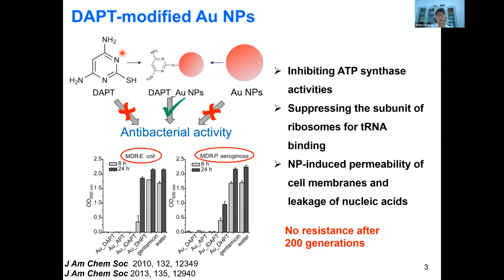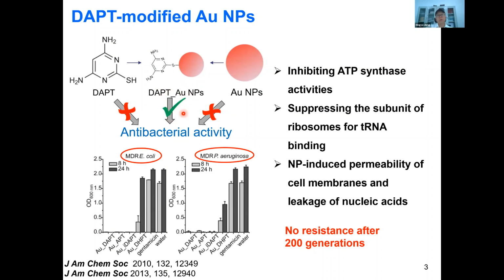Then we used a bunch of small organic molecules to modify the surface of gold nanoparticles. This particular one is called diaminopyridinophile, which we abbreviate as DAPT. By itself, this organic molecule cannot be used as an antibiotic. It doesn't have any antibiotic property at all. But once you coat the gold nanoparticle with DAPT on its surface, this combination suddenly becomes a very effective and potent antibiotic.